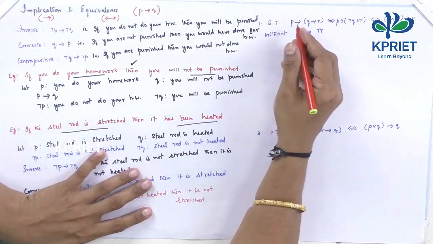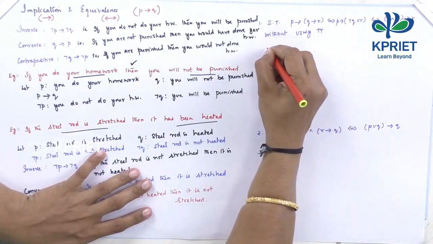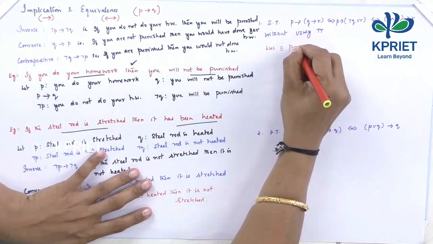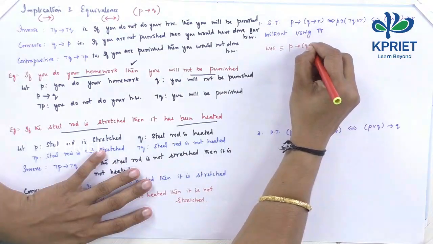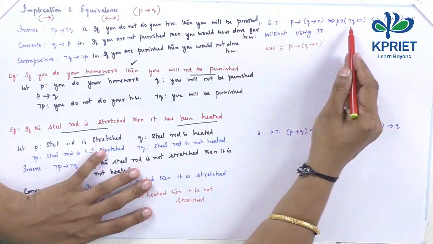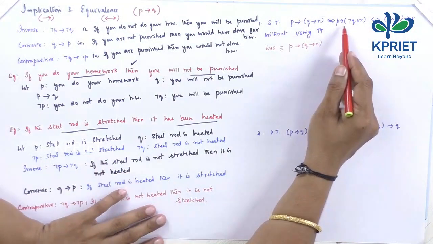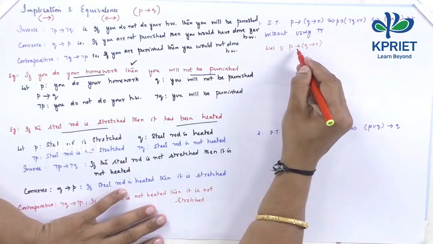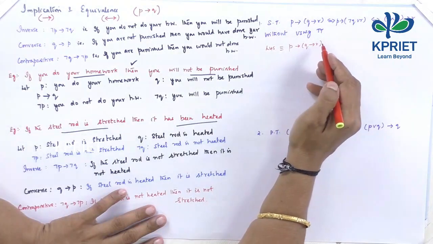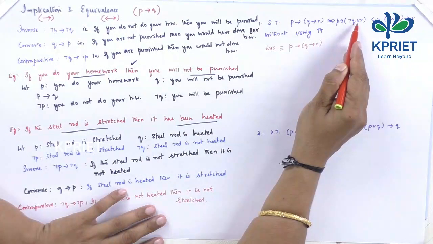Now see here, we'll consider the left hand side part. The left hand side part is P conditional, Q conditional R. Simultaneously we also have to look into the right hand side part of the problem. The right hand side is this. This P conditional I will retain as it is. Only thing is that I will have to simplify. So here I have got negate Q or R.